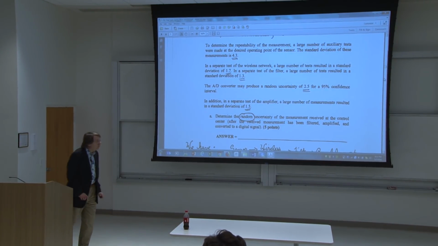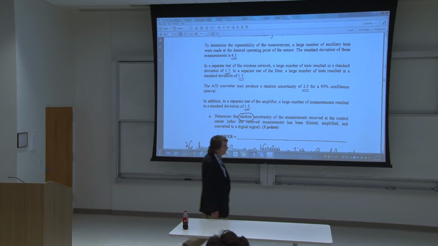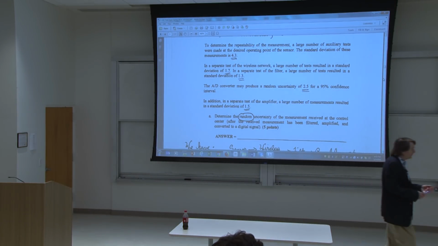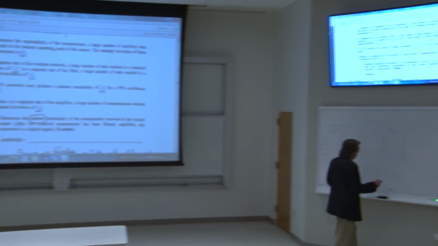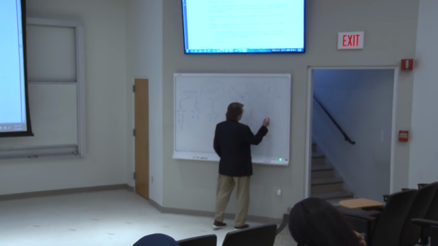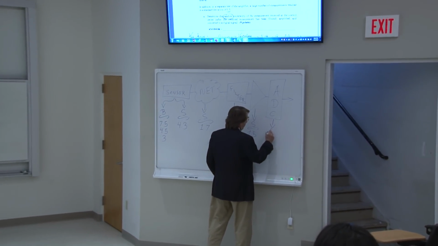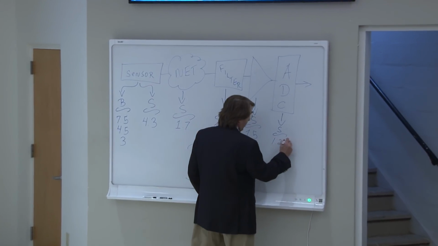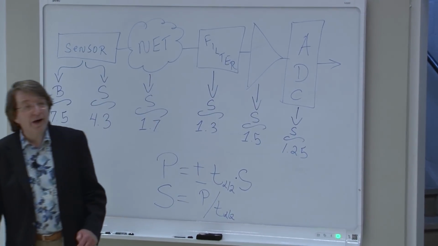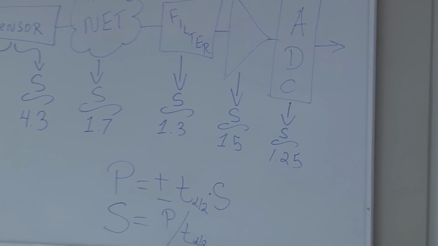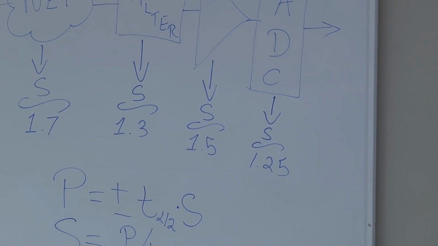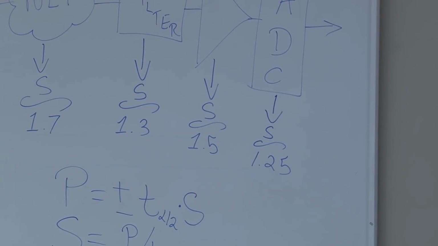So 1.25 divided by 2 gives me what? Oh, 2.5 divided by 2 gives me 1.25. Did I do that right? 2.5 divided by 2 is 1.25. Did I make a mistake, my colleagues? Am I okay? We're good? Yeah. Okay. I was nervous. I thought I might have made a mistake.